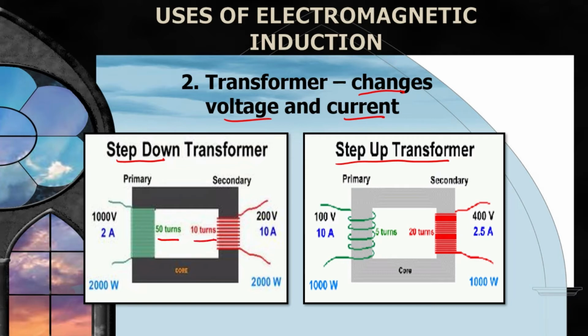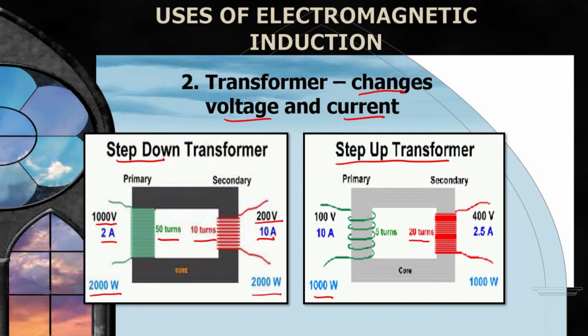So therefore, with more turns, we need a larger voltage so that we can produce 2,000 watts with a minimal amount of current flowing. Well, when we decrease the number of turns, only a small voltage is needed with a certain amount of current so that you can produce what we call 2,000 watts. In the step-up transformer, it is the reverse. In the primary, there are fewer turns, while in the secondary, there are more turns.